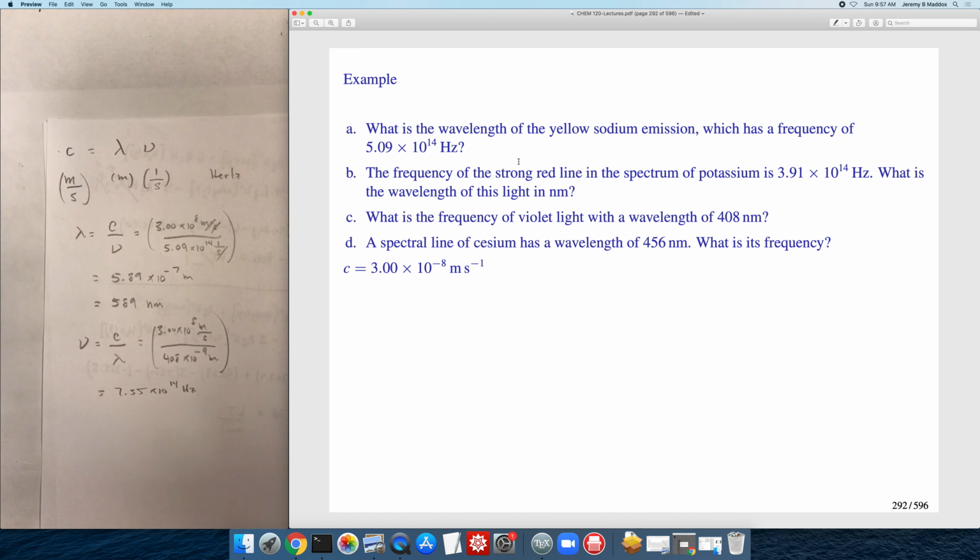And part D is going to be identical to that. You just need to plug in a different wavelength.